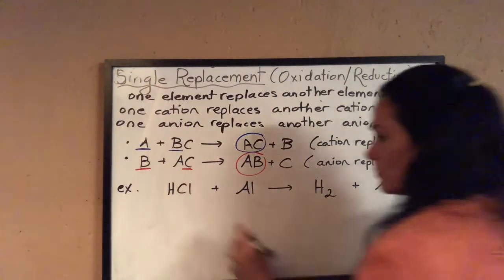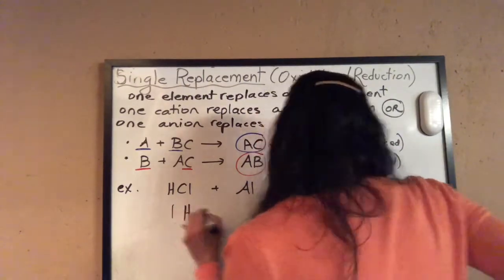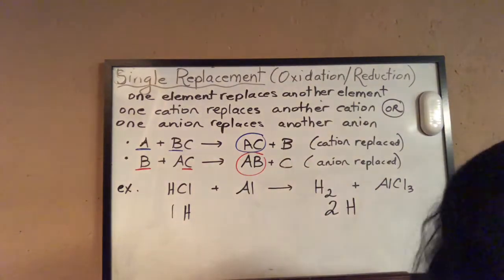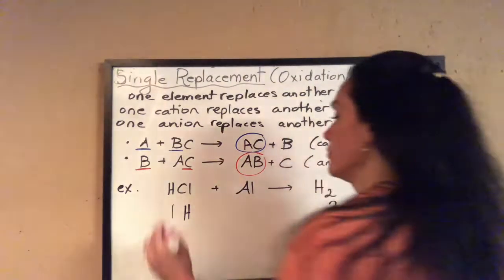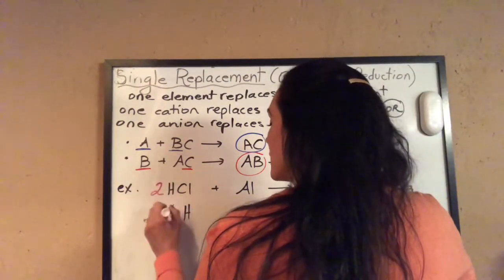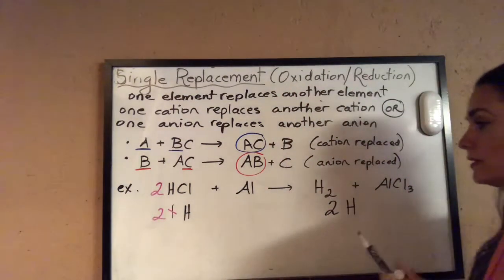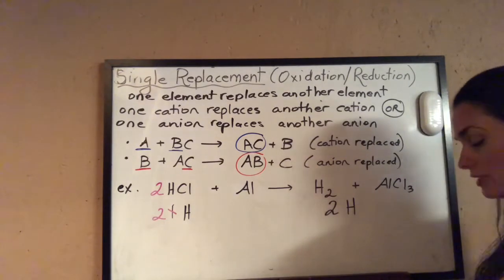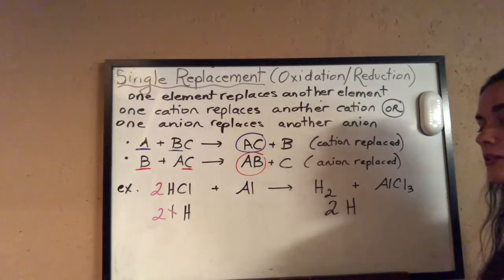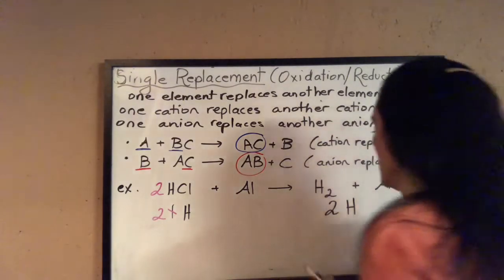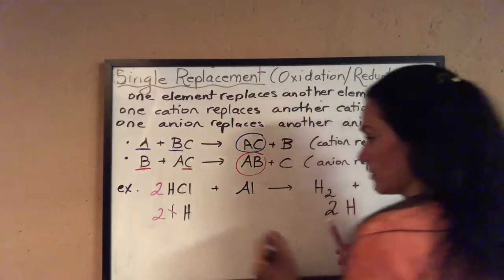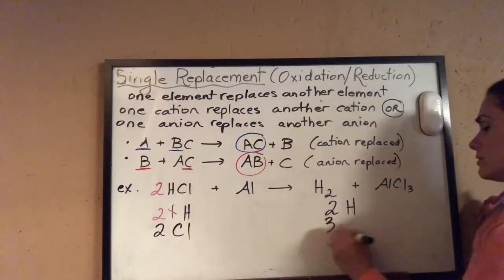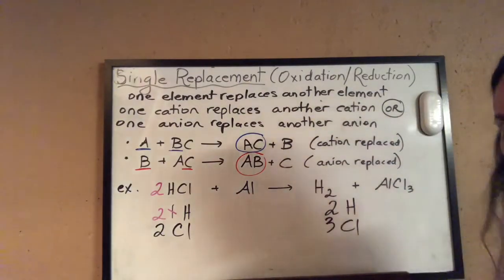Okay, let's see. 1 hydrogen on the reactant side, and on the product side, 2 hydrogens. So let us put a 2 over here to balance out the hydrogens. Remember, use pencil or erasable ink so that if you need to change something later on, you can do it nice and neat. 2 hydrogens, 2 hydrogens. 2 chlorines, 3 chlorines. Oh, already have changed the coefficient.